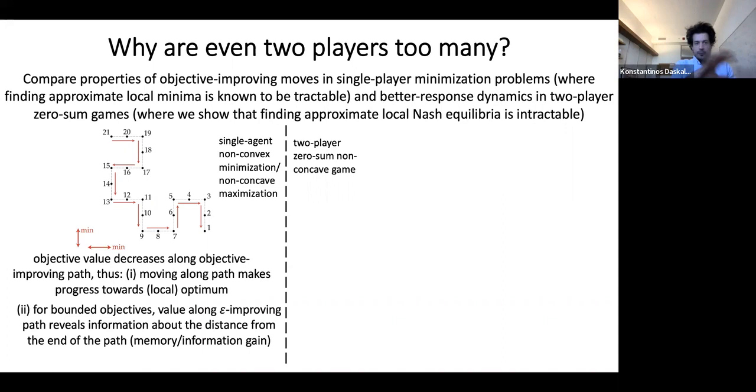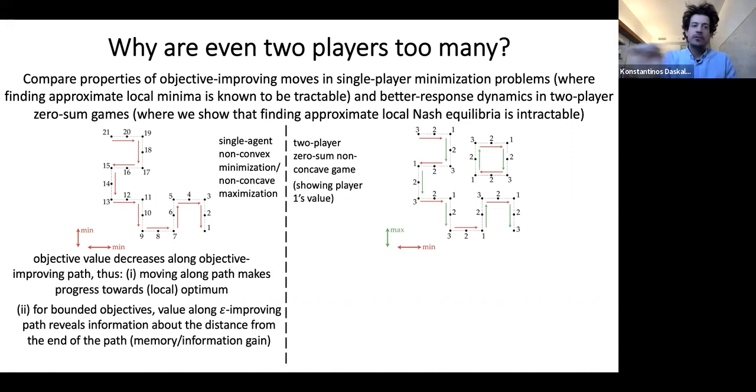Okay, switching gears, let's think about what happens in a two-player zero-sum game. Now I'm going to consider two agents. The minimizing player controls moves along the horizontal axis. There's one objective; one wants to minimize it, one wants to maximize it. The minimizing player moves horizontally, the maximizing player moves vertically. And I'm tracking the objective value that they want to minimize or maximize. Here I'm showing how improvement trajectories may look.